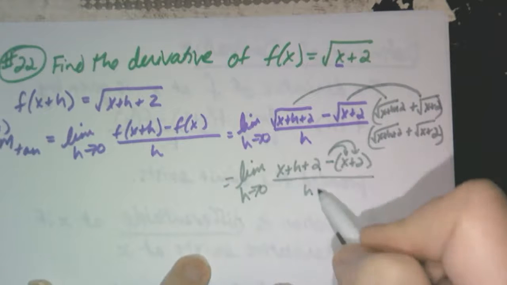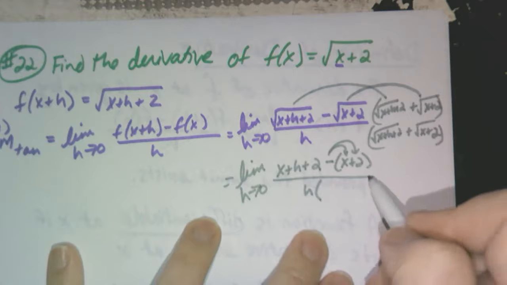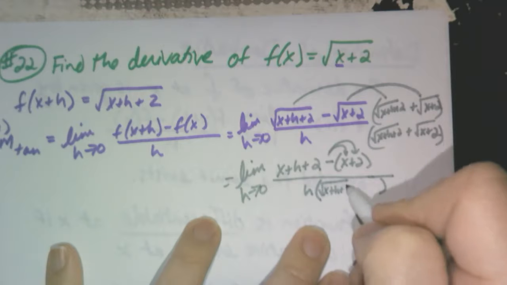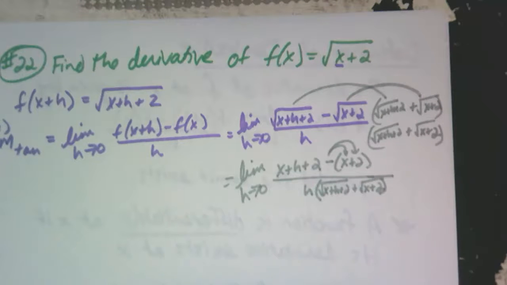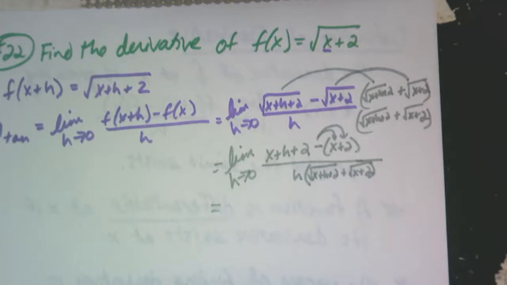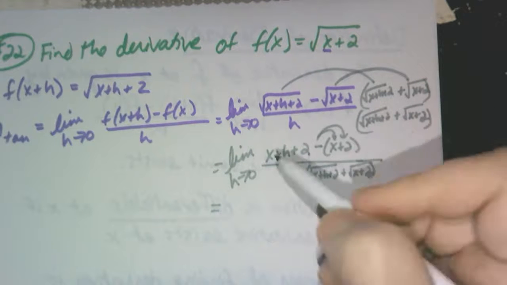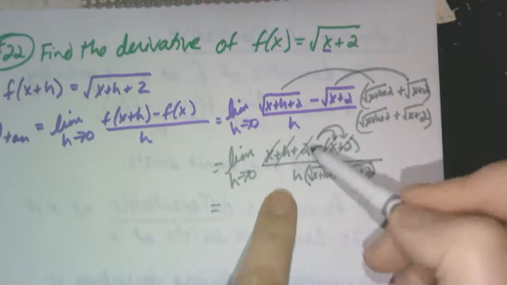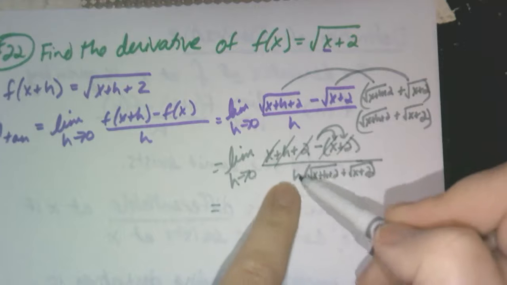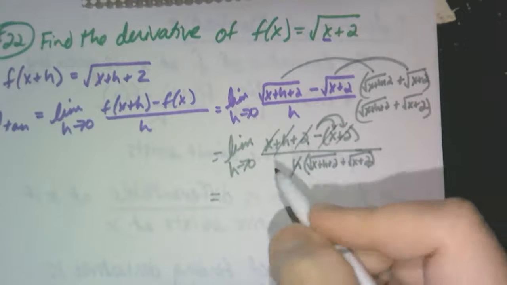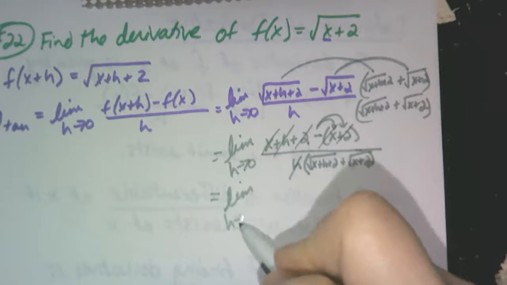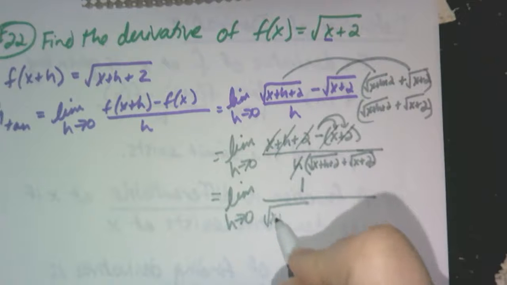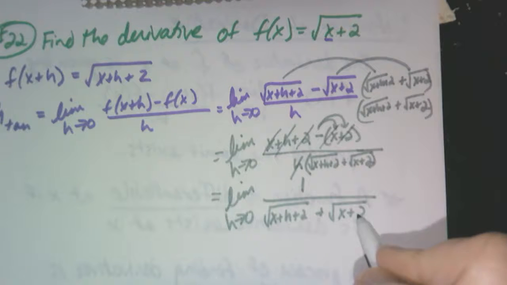Over h times what, though? Forgot to write this in there. Over h times this, right? Times the square root of x plus h plus 2 plus... Okay. Sorry, I forgot that. All right, so what will cancel from the top? X's and... Oh, I didn't want to cancel the h. Well, I'm going to in a minute. I can cancel the h with the bottom h. Why is that? Because it's dividing. They're monomials. They're dividing. So what do I actually have on top right now? 1 over this conjugate piece, correct? Square root of x plus h plus 2 plus square root of x plus 2.